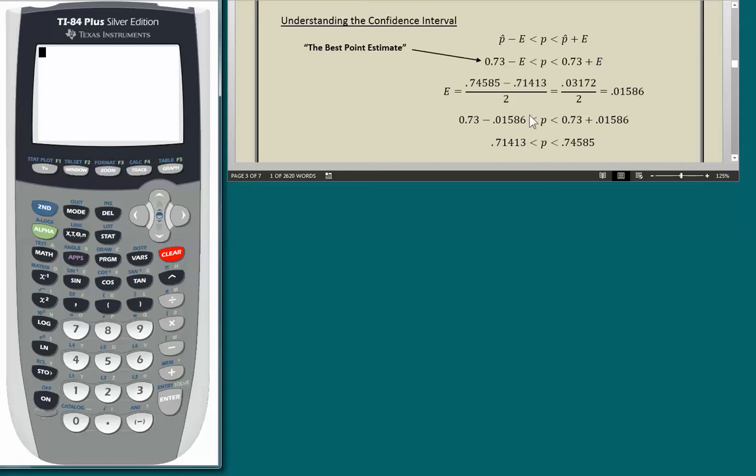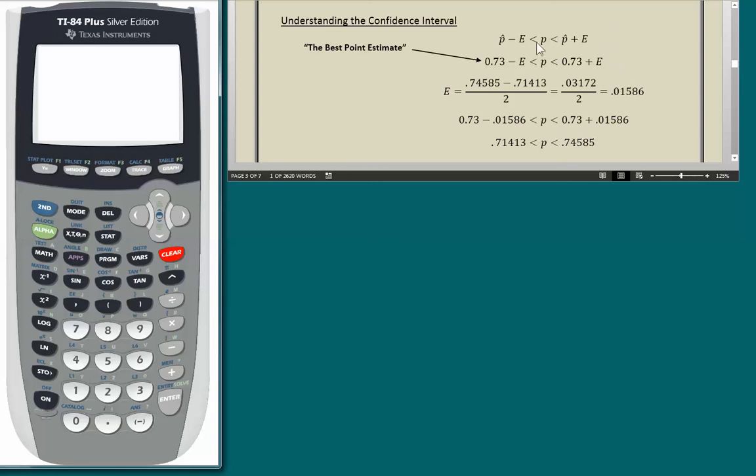So anyway, now that we have the margin of error, we can put that in place of each of these E's, and then we wind up with 0.73 minus 0.01586, that's the margin of error, and over here we have 0.73 plus 0.01586, the margin of error. When we do this little bit of math, this subtraction and this addition, we get these numbers right here, which is the confidence interval.